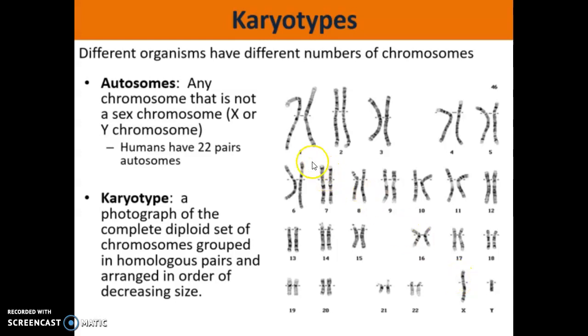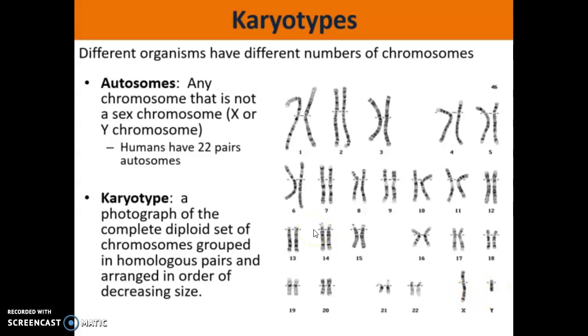Now, the first 22 pairs of chromosomes are called autosomes. They're the same for both genders, males and females. It's the last pair of chromosomes that are sex chromosomes, and we've already learned about them. This particular karyotype, we know, is from a male because they have one X chromosome and one Y chromosome. If it was a female, they would have two X chromosomes and 0 Y chromosomes.